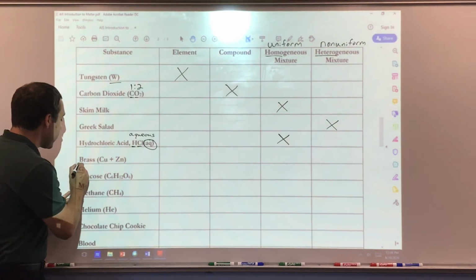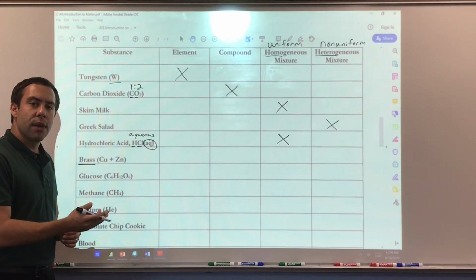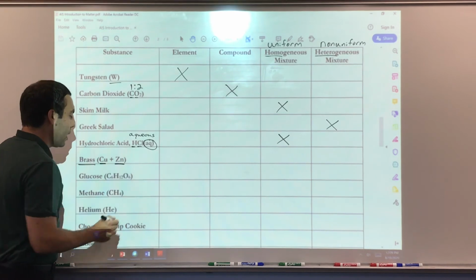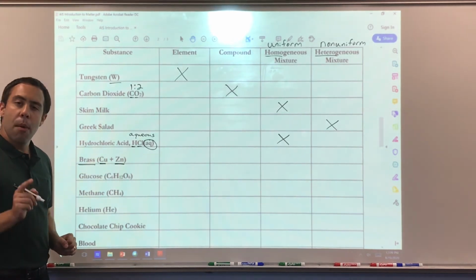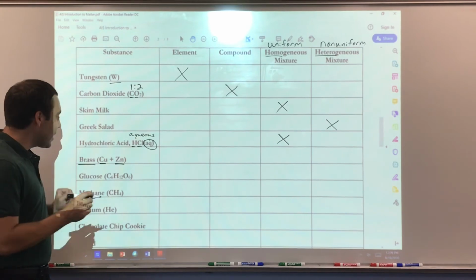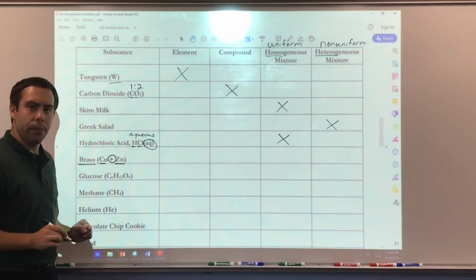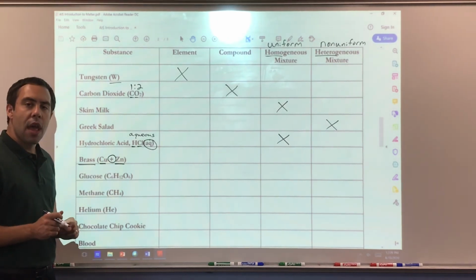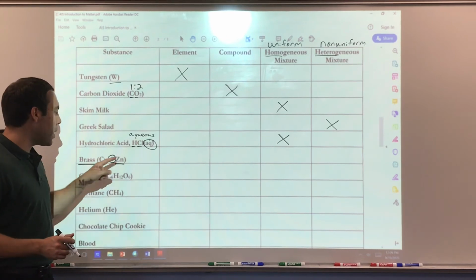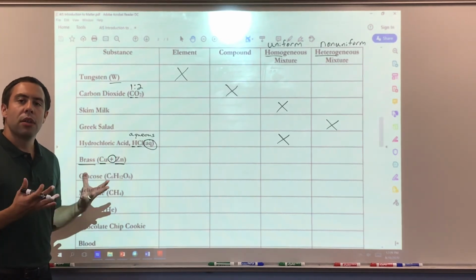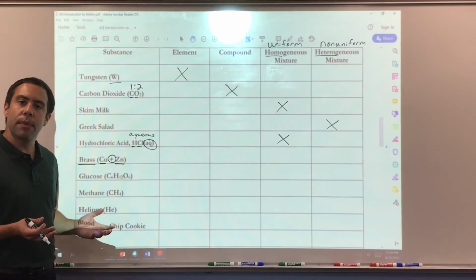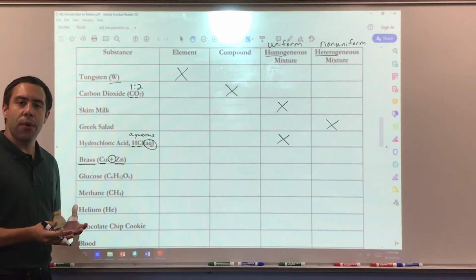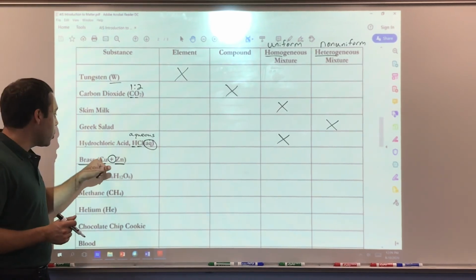For the next one, we have brass. Brass is very similar to bronze that we talked about before. Brass is made up of copper and zinc, two different elements, but they're not chemically combined. And that is given away by this plus sign in the middle. Anytime you see a plus sign in the middle of your symbols, that is going to be a mixture. It's copper plus zinc. How do you make brass? You take copper, you heat it up, take zinc, heat it up until its melting point, until it's liquefied. You mix them together, you cool them down in a mold. So it is a mixture of copper and zinc.